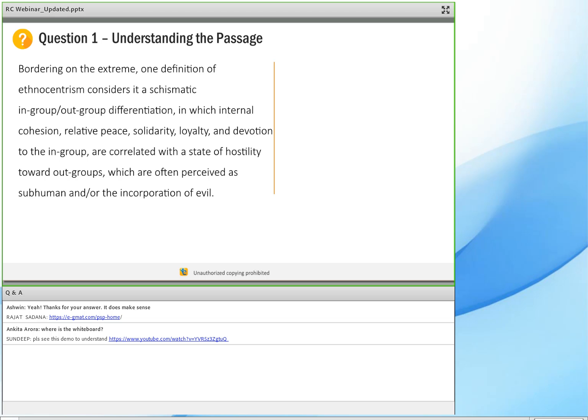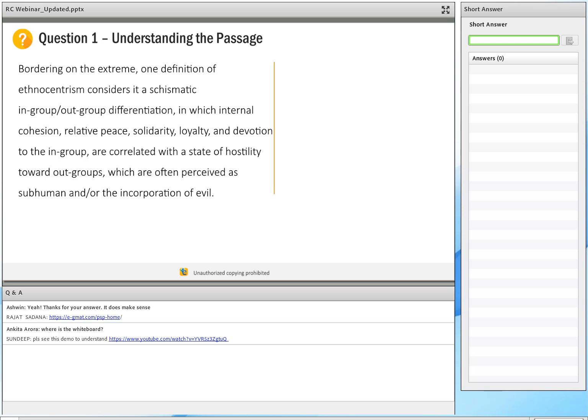Let's get there. I'm going to bring in my short answer poll question here once again. So let's start reading the passage from the point of view of the author. "Bordering on one extreme" — I'm going to underline that. When I see this, what is the author saying? He says, hey, there's one extreme definition of ethnocentrism. It's an exaggerated definition. When I see "bordering on one extreme," what I visualize in my mind is an exaggeration, because that's what it really says.